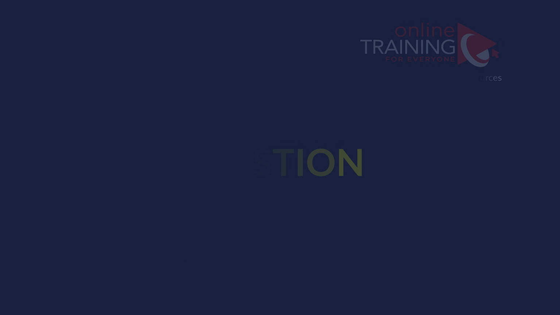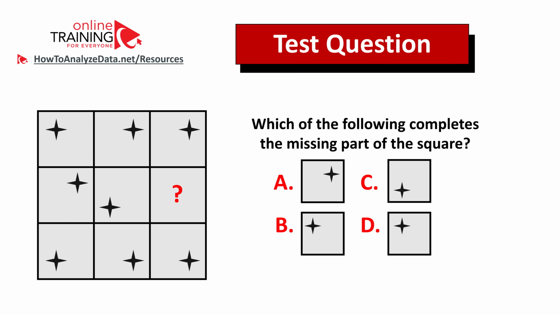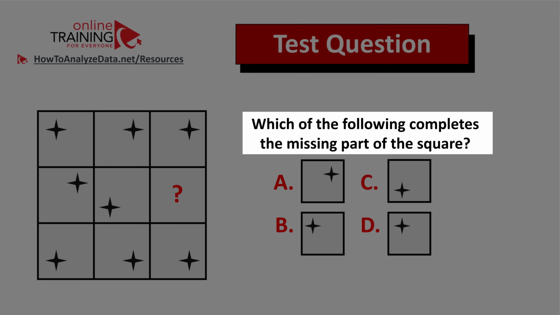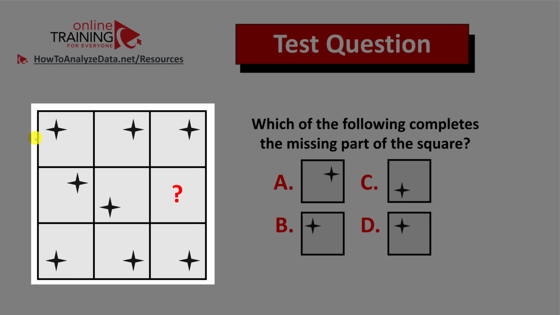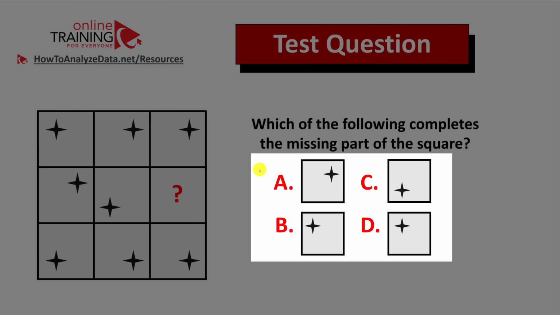Let me share with you a tricky question from the test. Somehow, though, I have confidence that you might figure out the answer. Here's the question. Which of the following completes the missing part of the square? And you have a 3 by 3 square, which consists of smaller squares. Each small square has a star, and all stars are in different corners. One small square is missing, and you have 4 different choices to figure out the final answer.